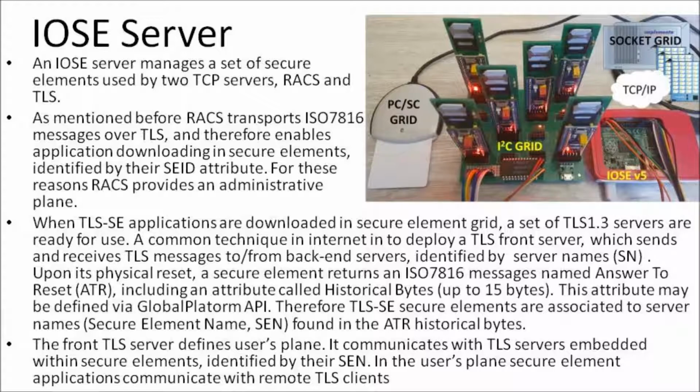Upon its physical reset, a secure element returns an ISO 7816 message named answer to reset, including an attribute called historical bytes, up to 15 bytes. This attribute may be defined via the GlobalPlatform API. Therefore, TLS secure elements are associated to a server name, the secure element name, found in the answer to reset historical bytes.